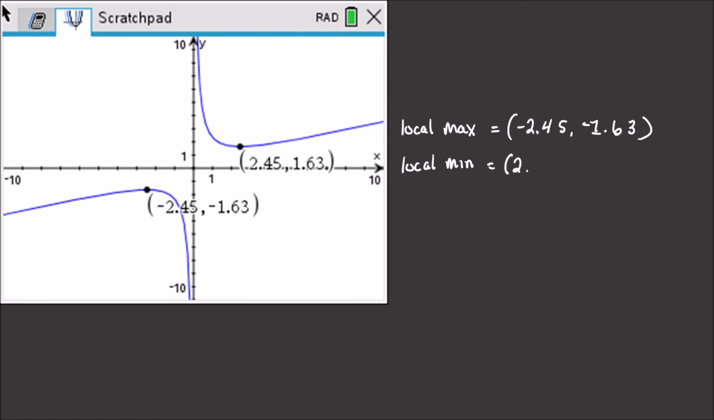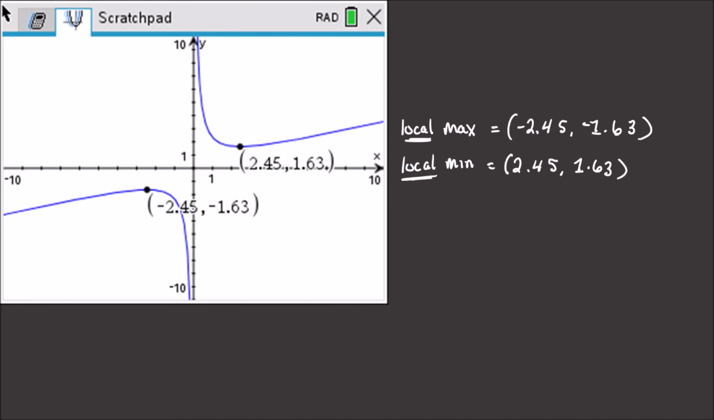Then we have a local min at 2.45, 1.63. And this seems kind of counterintuitive, right? We're saying that the maximum value is negative 1.63 and the minimum value is positive 1.63. But that doesn't make sense. 1.63 is larger. This is where the term local plays. It's only a local minimum value. We're not saying it's the overall minimum value of the function. We'll study that a little bit later.